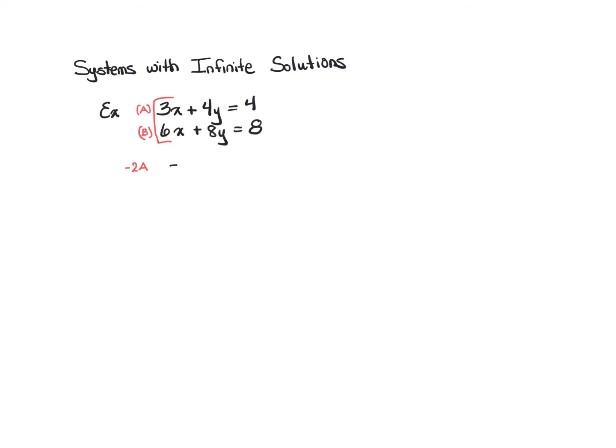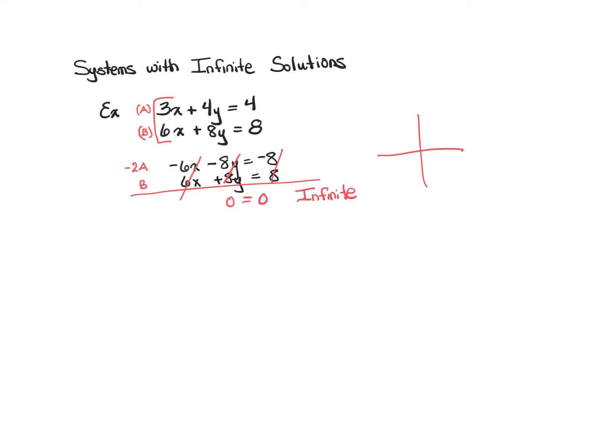So that's going to give me -6x minus 8y equals -8. And then I'll just copy down B, 6x plus 8y equals 8. When I add these together now, I notice that those add to 0, and those add to 0, and those also add to 0. This tells me I have an infinite number of solutions, and what it means is that the lines are actually the same line, just one right on top of the other. So every point on the line is going to be a solution.